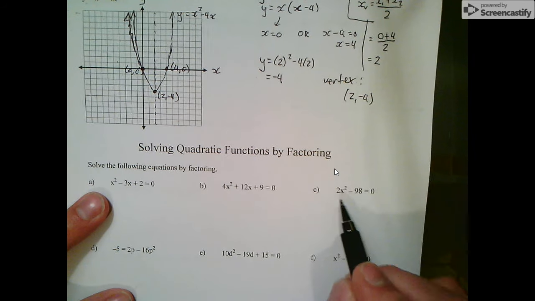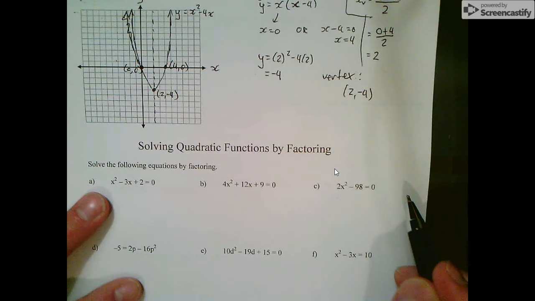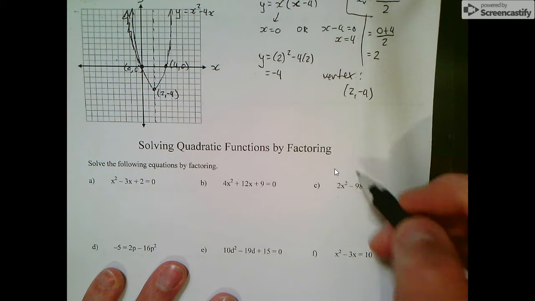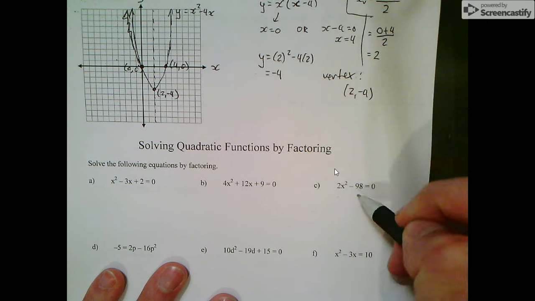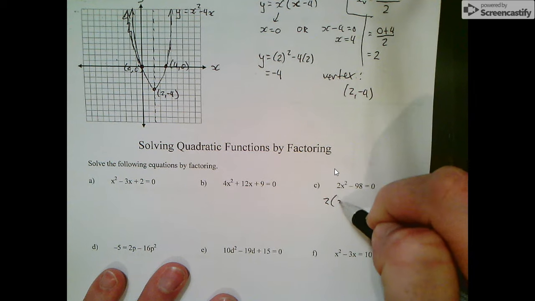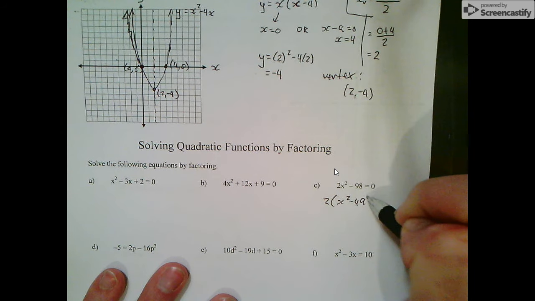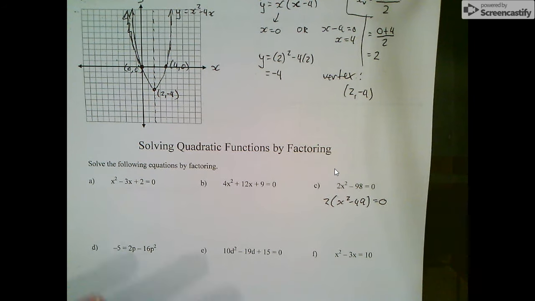So first and foremost, take a look at this one, part C I'm going to do. Notice I have a common factor. There's a 2 common to both of these. So taking out 2 leaves me with x squared minus 49 equals 0. And now I can factor x squared minus 49 by recognizing that it's a difference of squares.